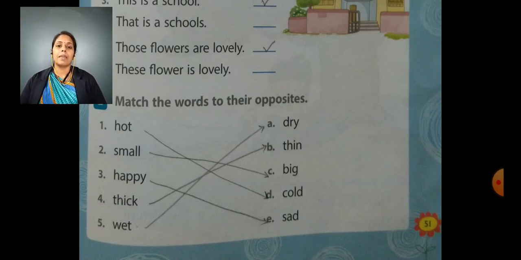Next, happy. Happy means खुश, और खुश का just opposite sad. Okay, so we can match happy with sad. Next, thick. Thick means मोटा. Okay, तो thick को just opposite हम किससे मैच करेंगे? Thin से. Thin means पतला. Okay, next, wet. Wet means गीला, और गीला का अपोजिट क्या होता है? आपने ये सब हिंदी में भी पढ़ा होगा कि गीला का सूखा, तो wet का dry. Dry means sukha.